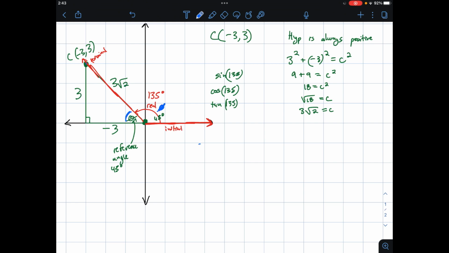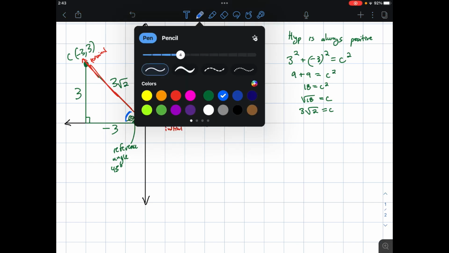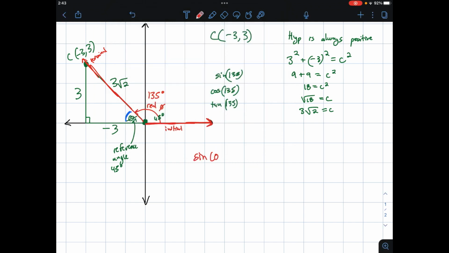So I'm going to say sine of theta is going to be equal to, let me do it in red just to keep it simple. Sine of theta, the red theta, 135, is equal to the opposite over the hypotenuse, 3 over 3 root 2. That would reduce down to 1 over square root 2. Rationalize the denominator, we would get root 2 over 2. Reason being, we would multiply by root 2 over root 2. So sine of theta should give us root 2 over 2.